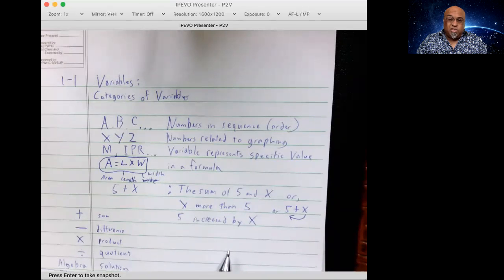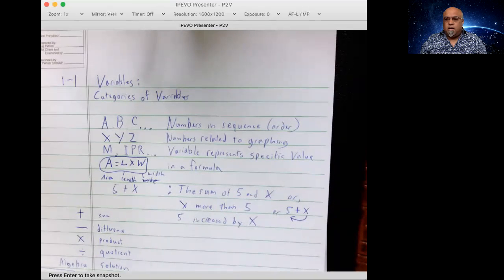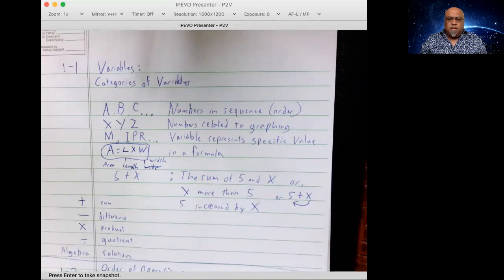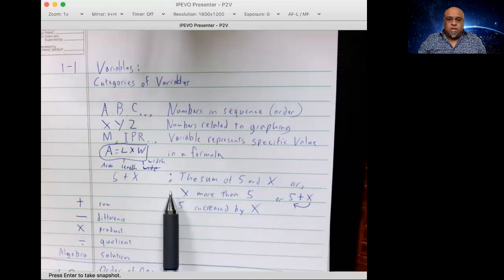But I could also say it in the other order: x increases 5. In that case, I would still write the 5 first. And the reason I'm spending a lot of time on this is because the wording can sometimes get very complicated when you have these types of problems.